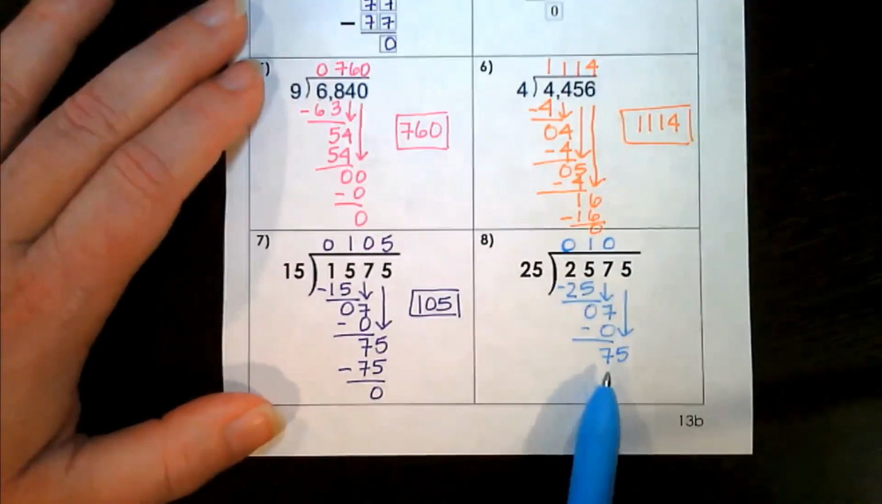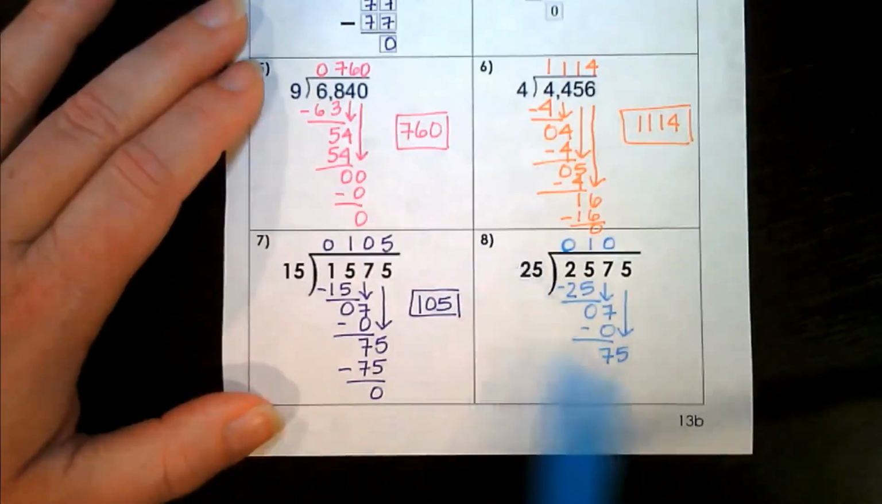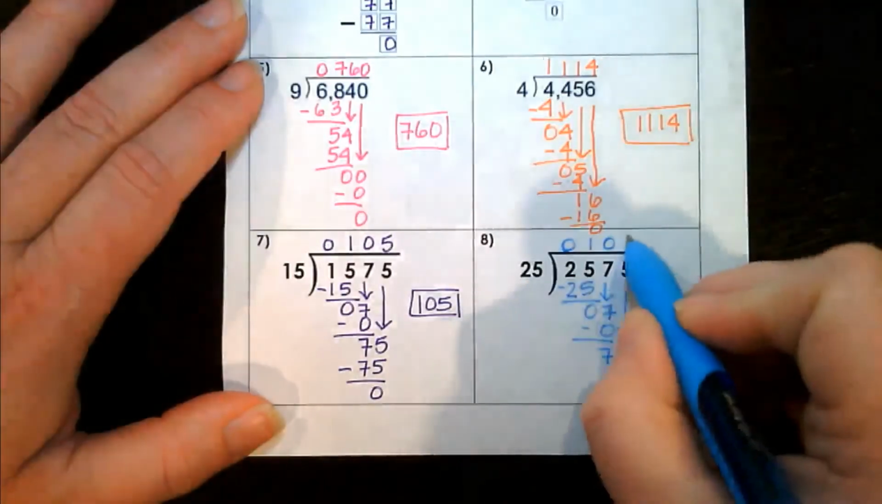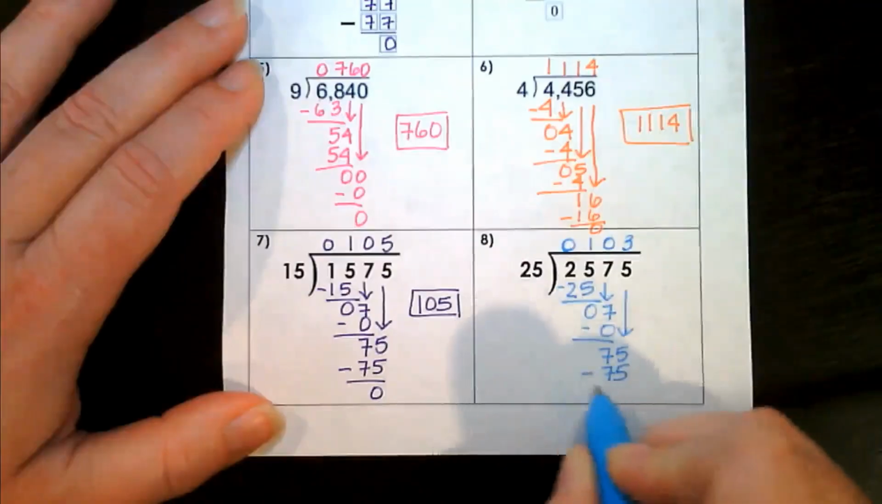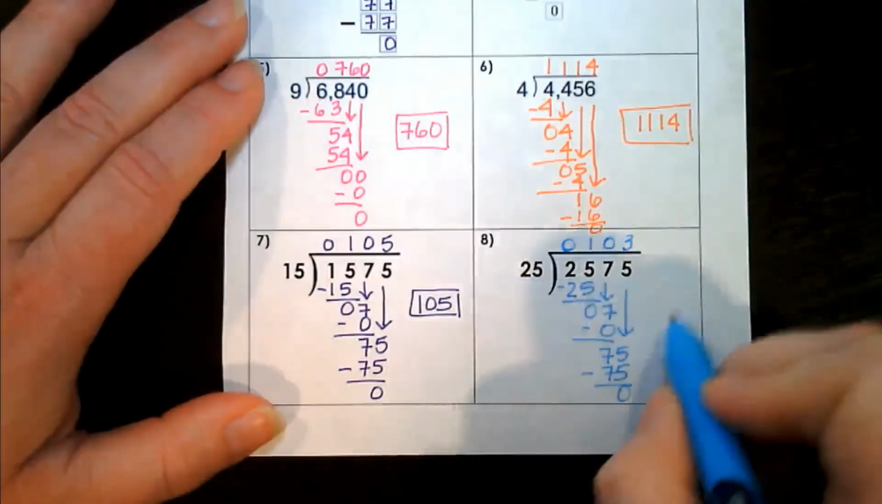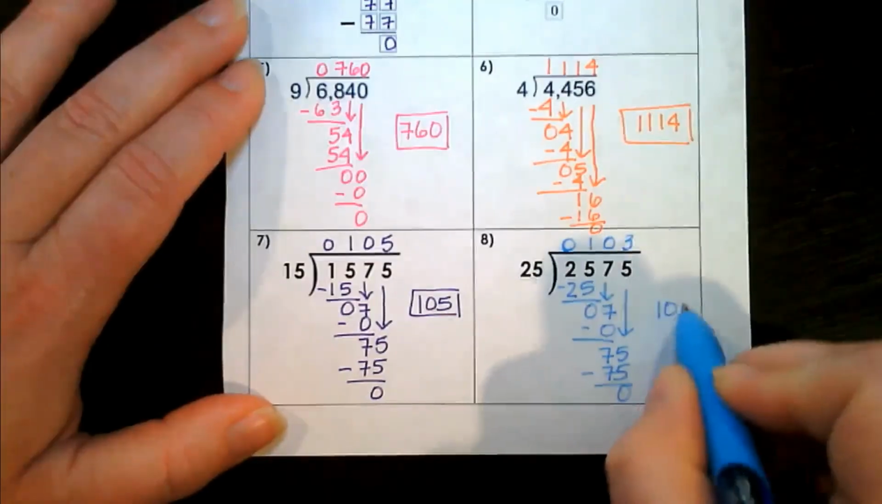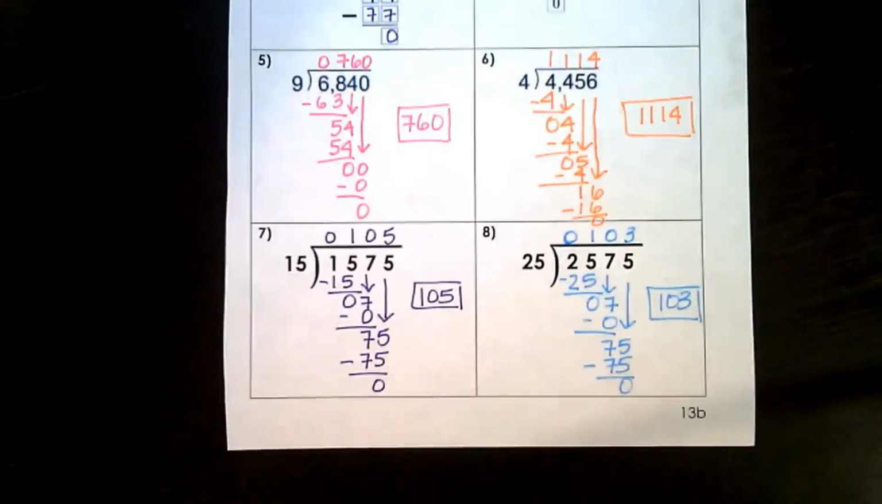25 goes into 75. These are money numbers. You guys should know this. This represents 1 quarter. This represents 3 quarters. So there's 3 25s in 75. And 3 times 25 is 75. When I subtract, I get a 0. So my final answer, remember we don't need this extra 0 in the front, is 103. That's how you do long division.